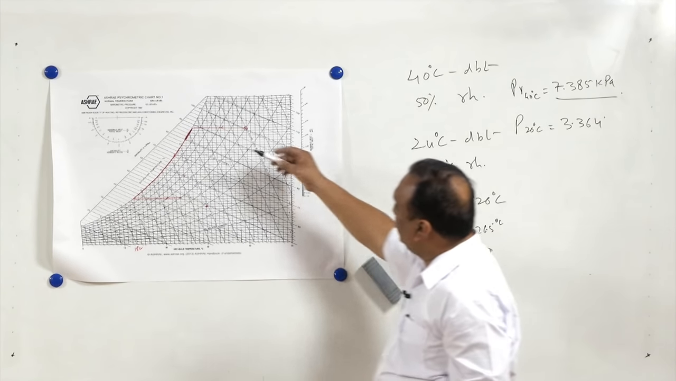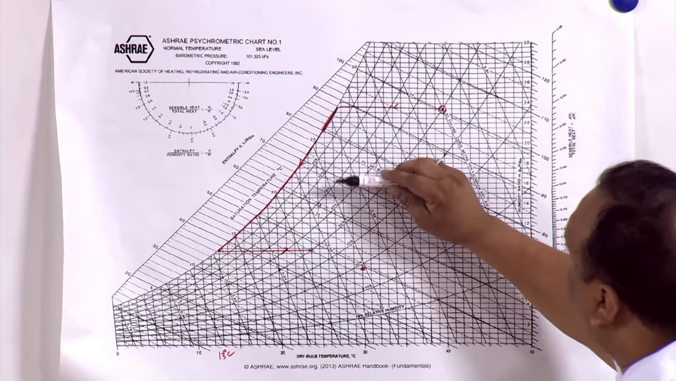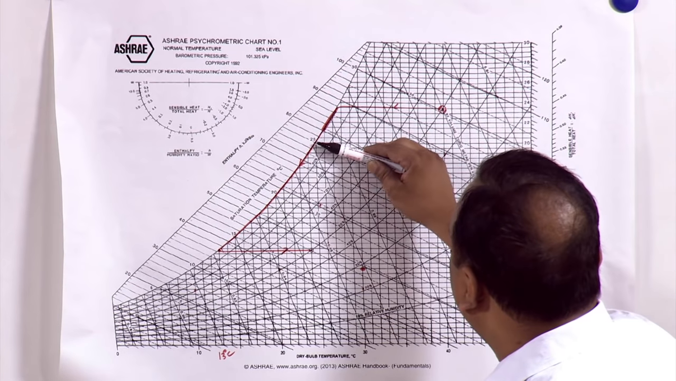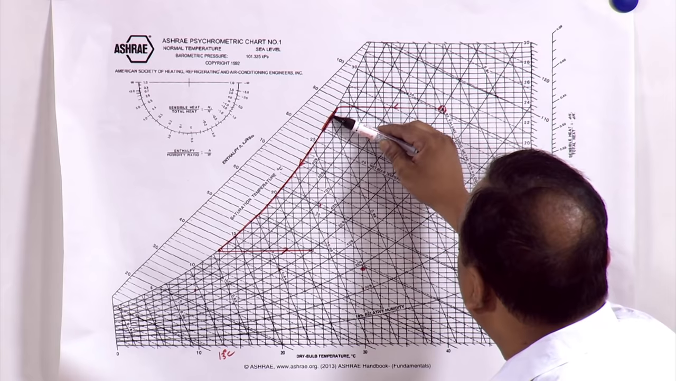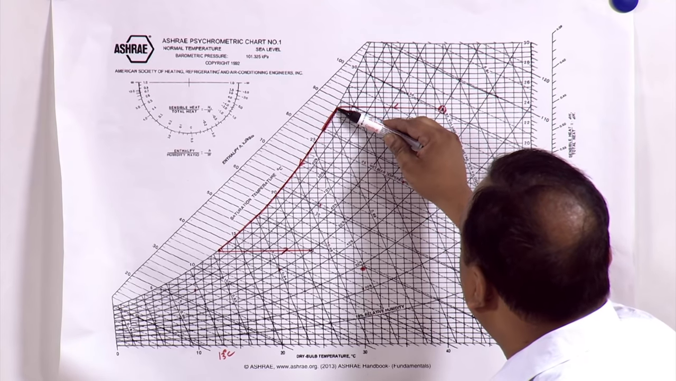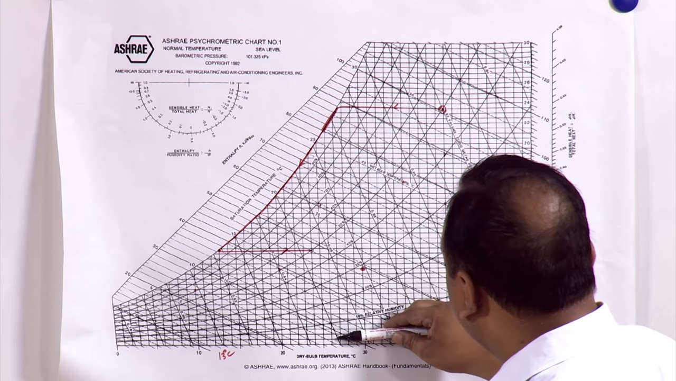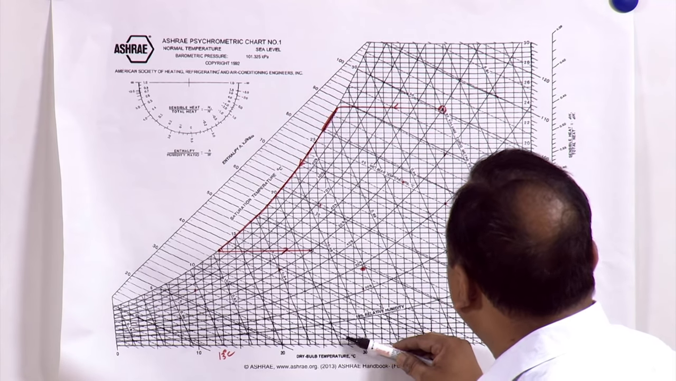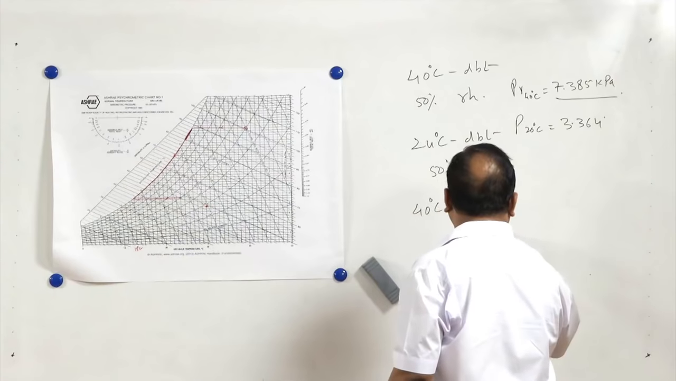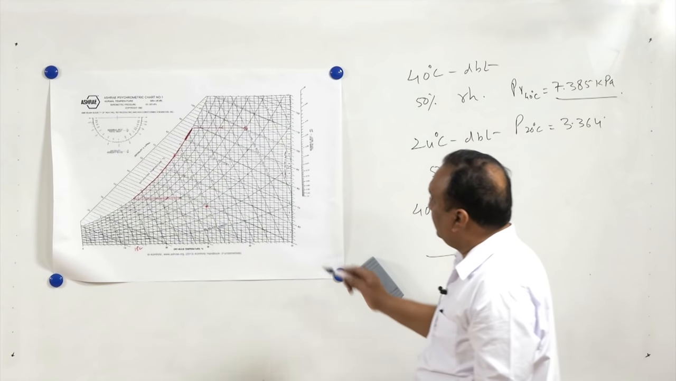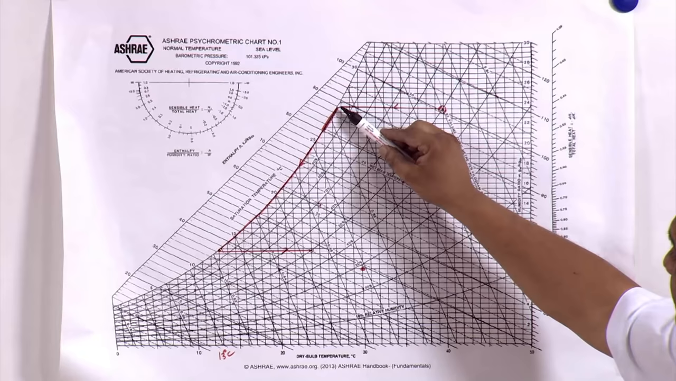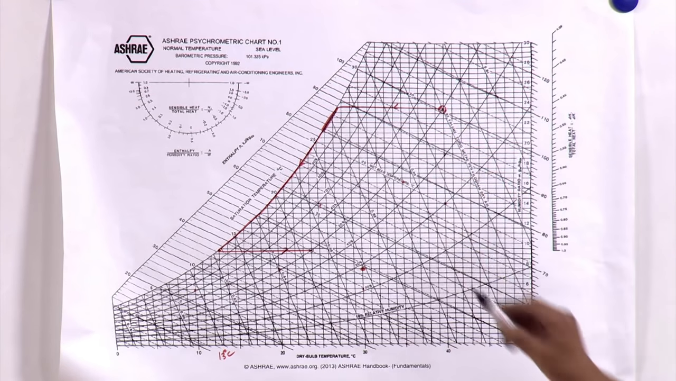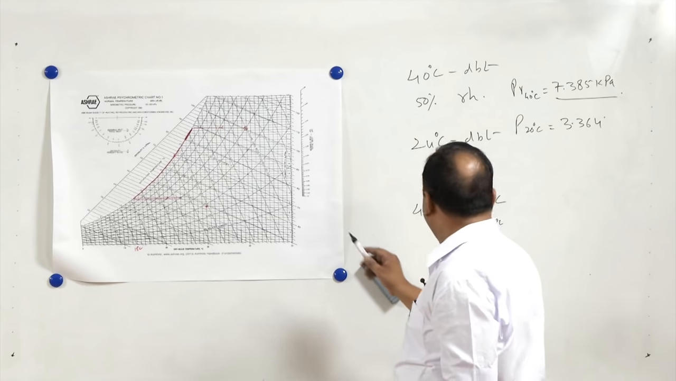This I have taken from here. Then not 25, this is 27.5 degree centigrade. Okay. And then further cooling is taking place here on the coil.